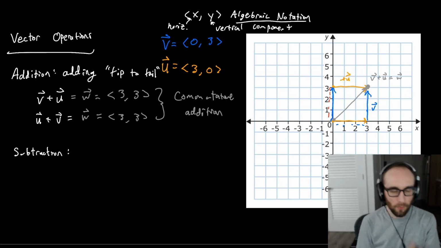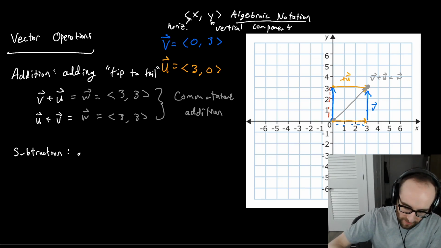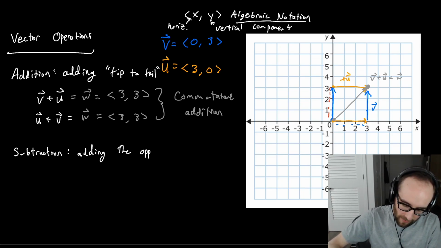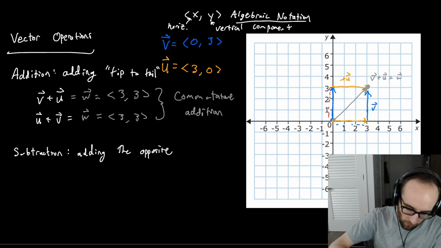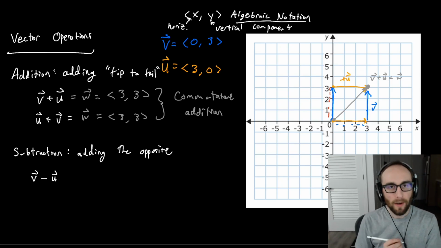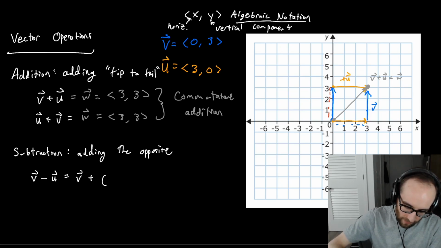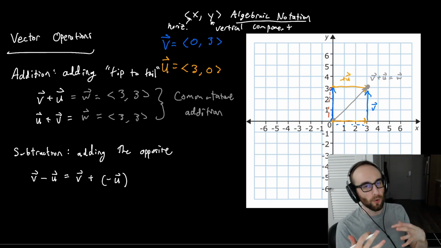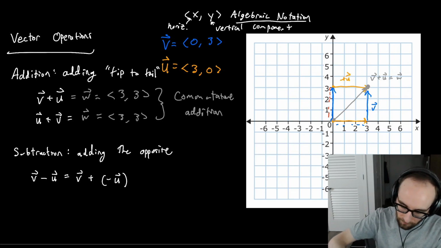So vector subtraction, we're going to treat by thinking about vector subtraction as adding the opposite. So we're still using addition, but we're adding the opposite. In other words, the negative vector. So if we were to have v minus u, another way to write that is going to be v plus negative u. So adding the opposite. This is why it's important that we know how to take the opposite of a vector, which we did at the very beginning of the video.